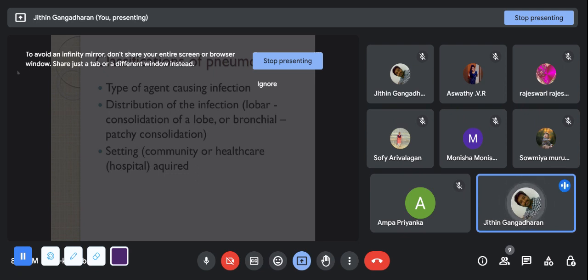And usually, in case of hospital acquired pneumonia, higher doses of antibiotics are the drug of choice. We can go for piperacillin. Piperacillin is the drug of choice.